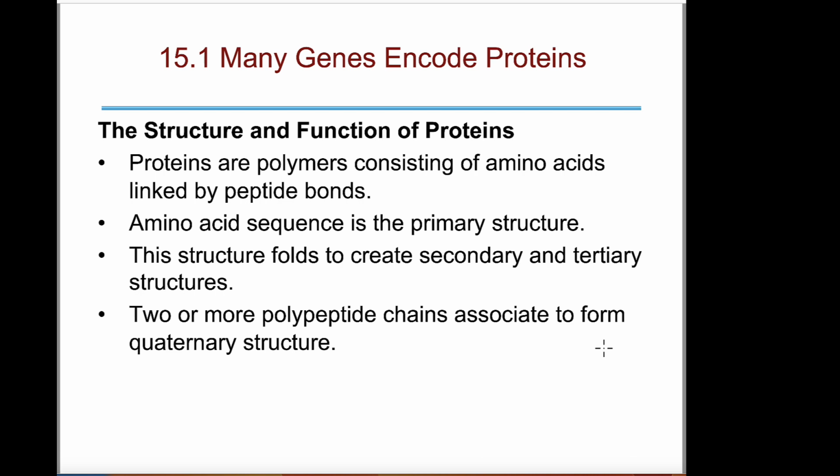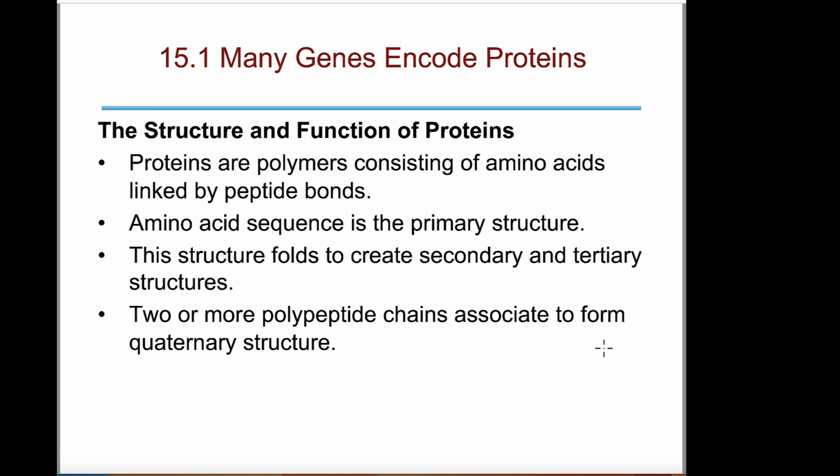So what is the structure and function of proteins? Remember, not all proteins are enzymatic. There are some proteins that are structural. They don't have enzymatic function, but they do have a purpose that is not enzymatic. In order for us to understand that, we have to go back to the foundation in understanding that proteins are polymers that are made up of amino acids. And these amino acids are linked together by what we call peptide bonds.